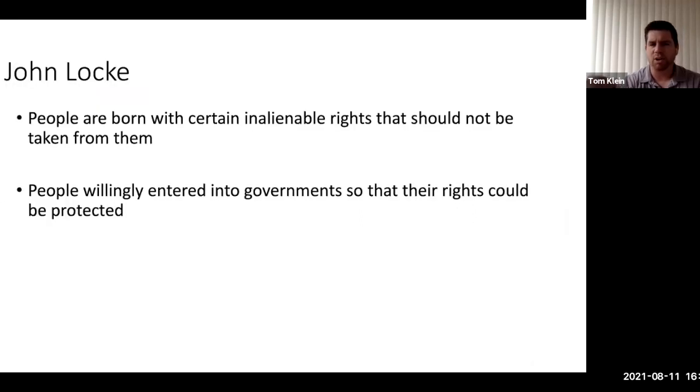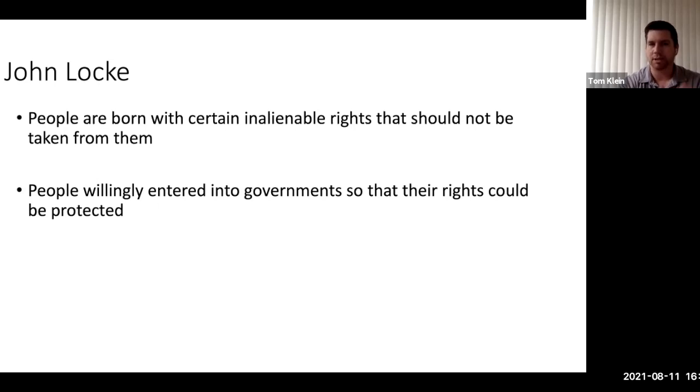John Locke says people are born with certain inalienable rights that should not be taken from them. Now, the key word here, inalienable. Now, what does that mean? That means essentially you are born with those rights. People are born with rights that should not be taken from them by anyone, including the government.